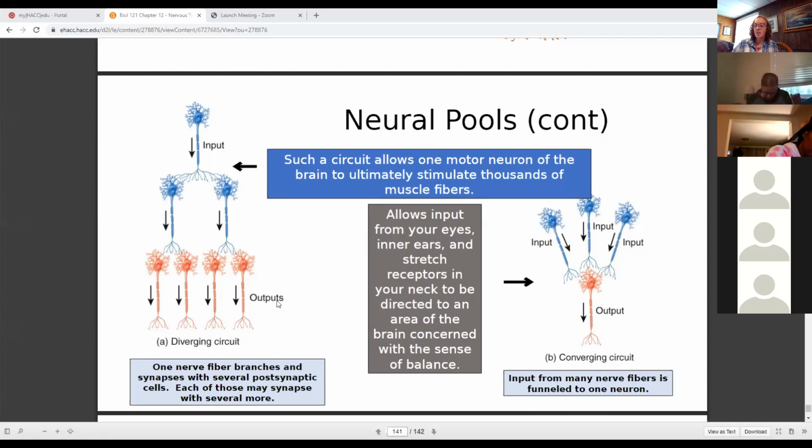A converging circuit is one where many nerve fibers are going to synapse with one postsynaptic neuron. This allows input from multiple areas, your eyes, your inner ears, your stretch receptors in your neck, to be directed to one area of the brain that's concerned with balance, sense of balance and equilibrium.